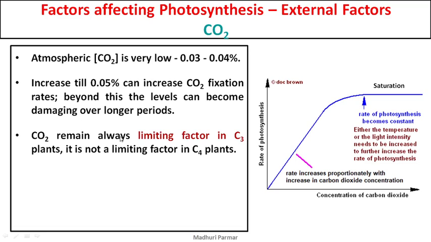Carbon dioxide will always remain a limiting factor in C3 plants. However, this is not a limiting factor in C4 plants, because they concentrate carbon dioxide into the bundle sheath cells. So the Calvin cycle will never run out of carbon dioxide, and hence it is not a limiting factor for C4 plants. This is an important point, remember it.